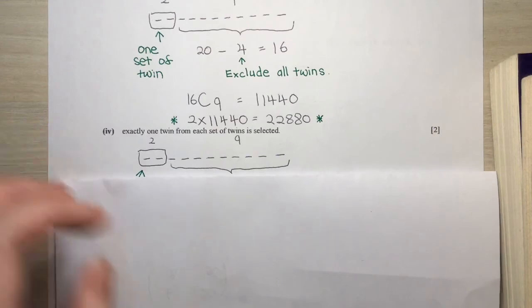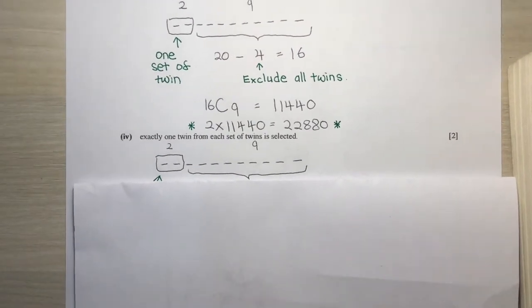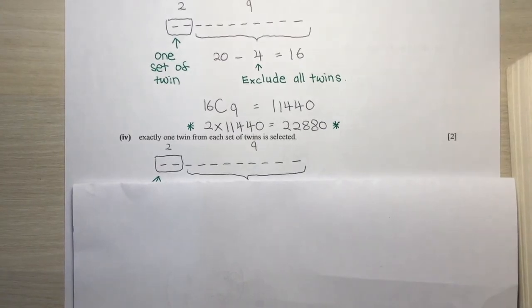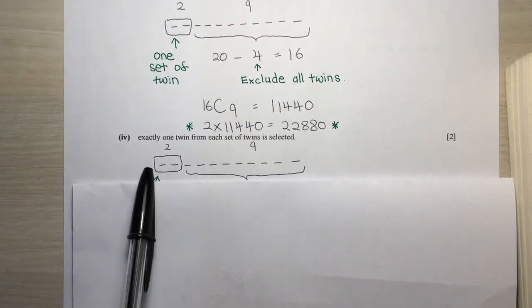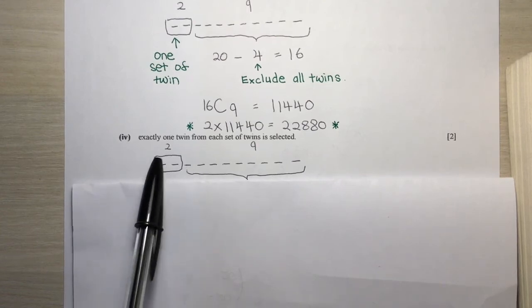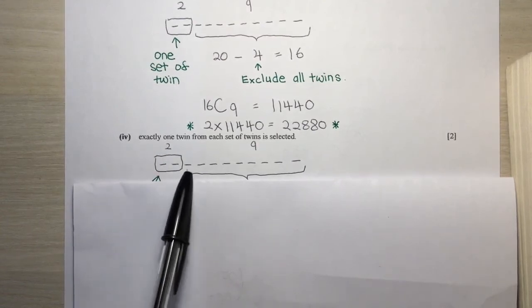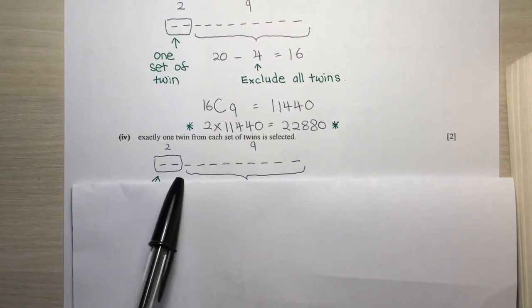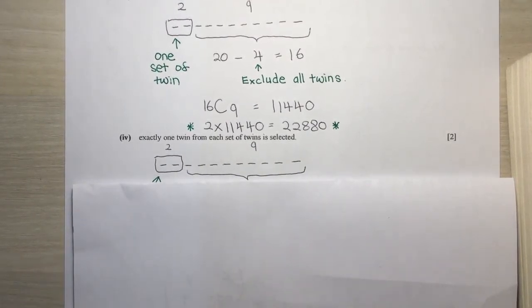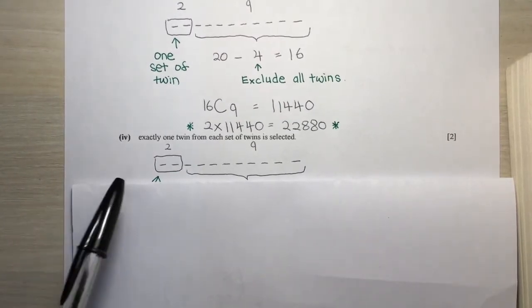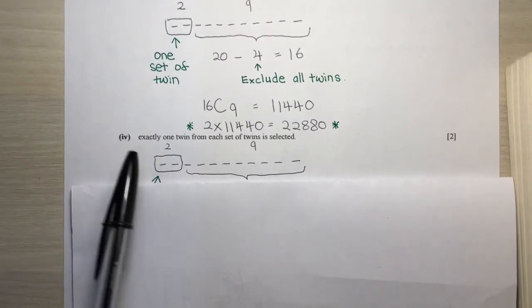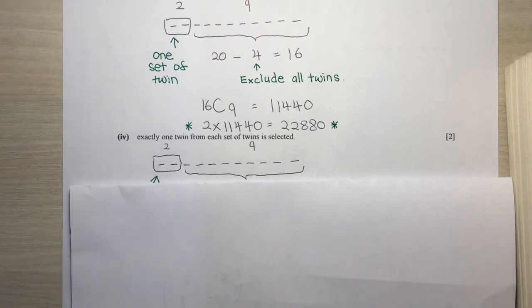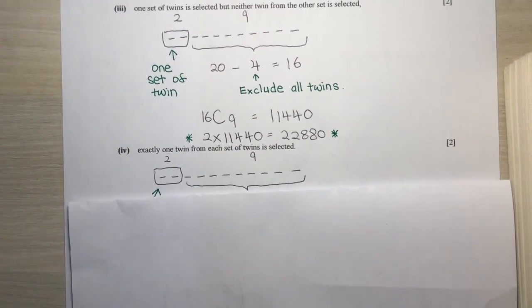Again, start by drawing out your spaces, the 11 spaces which are available for people to be filled in, and then exactly one twin from each set, which means that there are still 2 spaces being occupied, and this is the part that we may exclude from the combination calculation over here, because one twin from each set, in other words, means that 2 people will definitely need to be in the team, and these 2 people will come from the 4 people, and the 4 people are the 2 sets of twins.